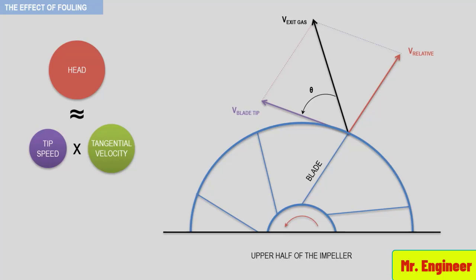Therefore, we will explain the mechanism of impeller fouling with examples of the effect of fouling at the operating point and discuss measures to prevent and correct fouling.